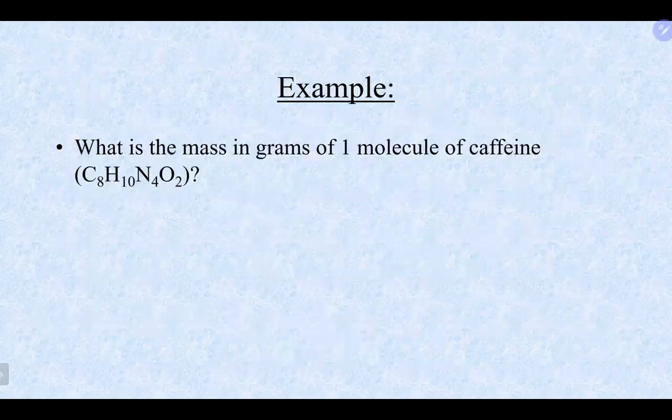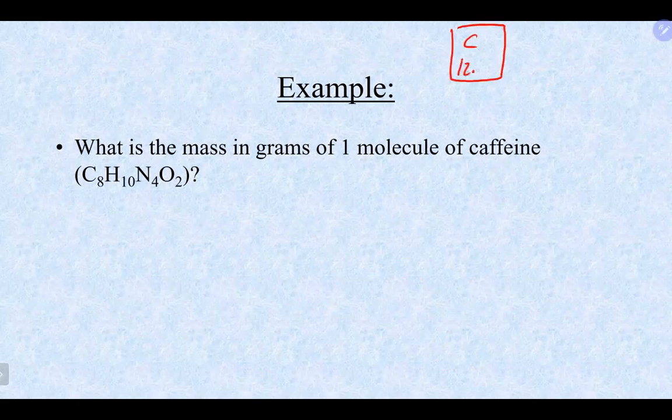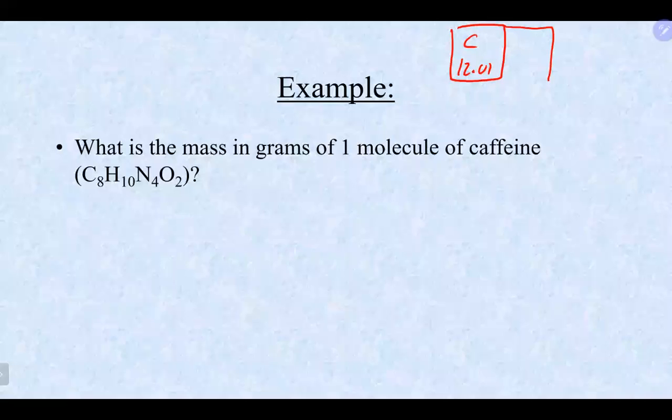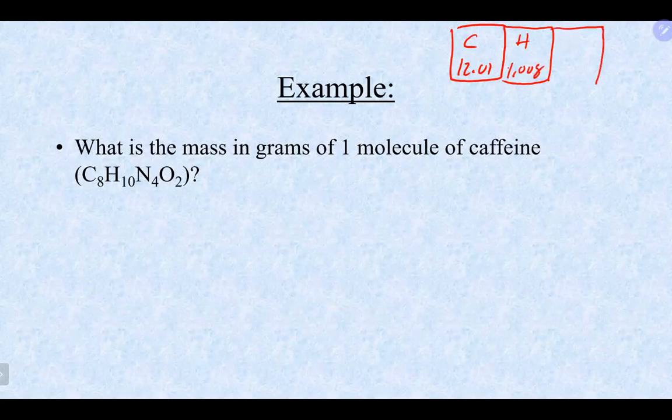What is the mass in grams of a molecule of caffeine? These are some of our same numbers here. So carbon is still 12.01, hydrogen 1.008, nitrogen 14.01, and our oxygen here 16.